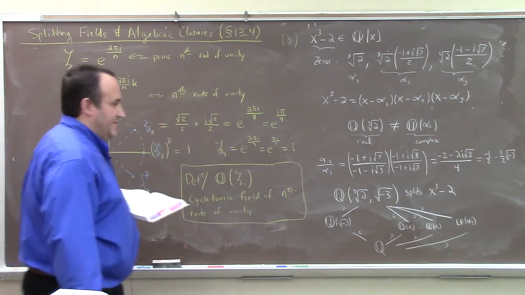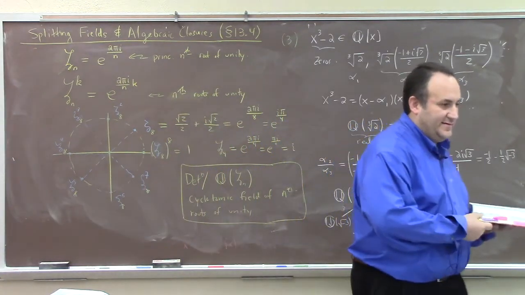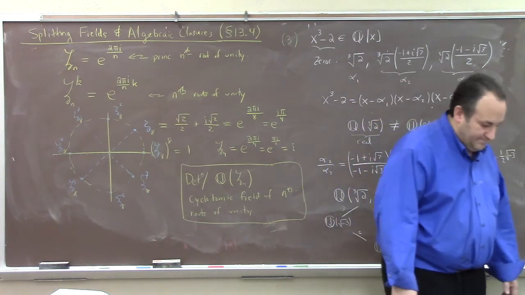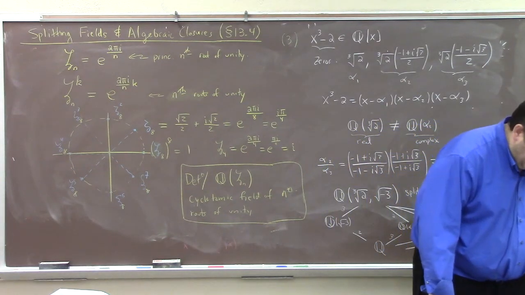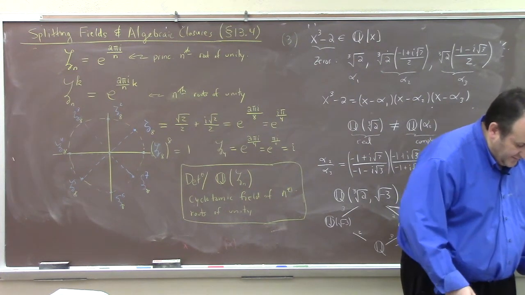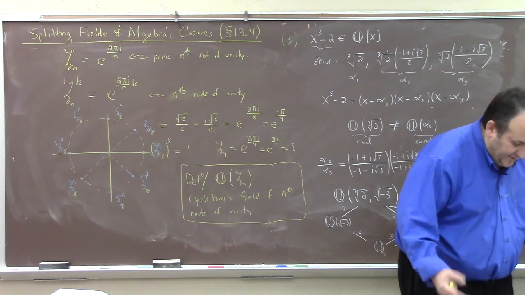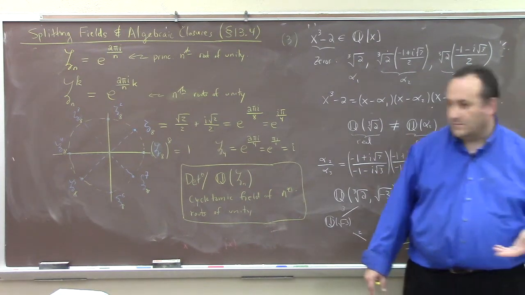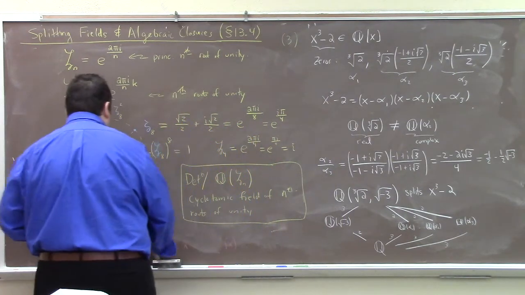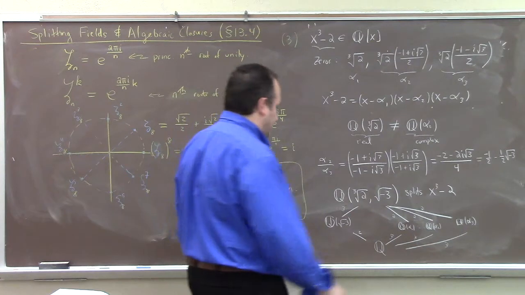So we already had one of these on the board, right? Q adjoin i is the cyclotomic field of fourth roots of unity. And he says, now he gives an interesting discussion. So determining the degree of this extension requires some analysis of the minimal polynomial of zeta n over Q. All right? So what's the minimal polynomial of zeta sub n?